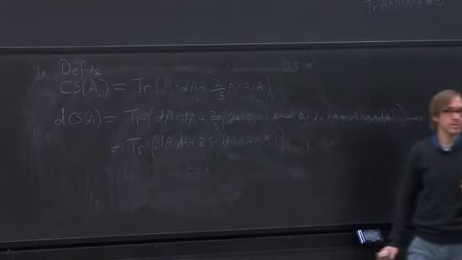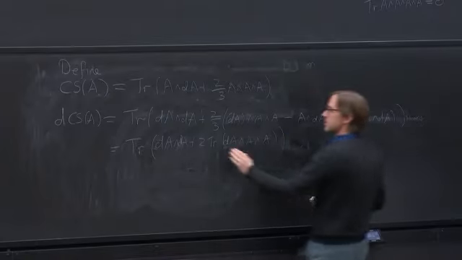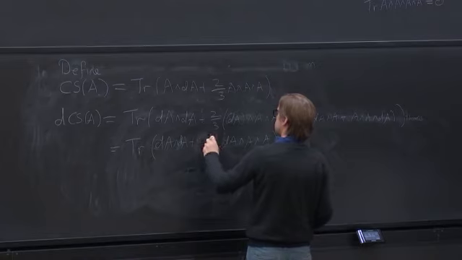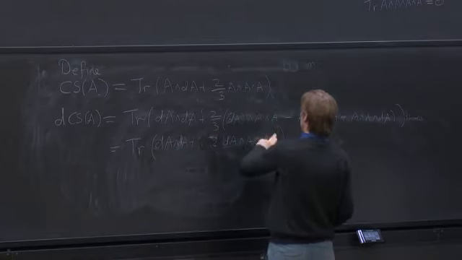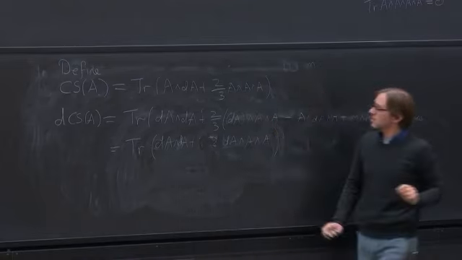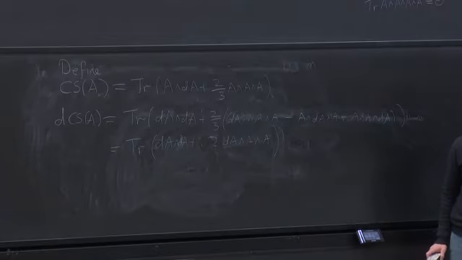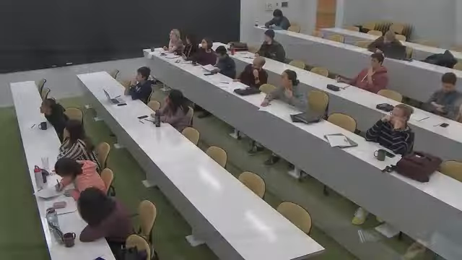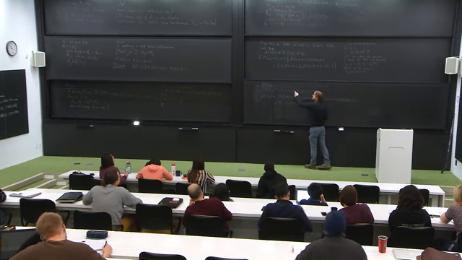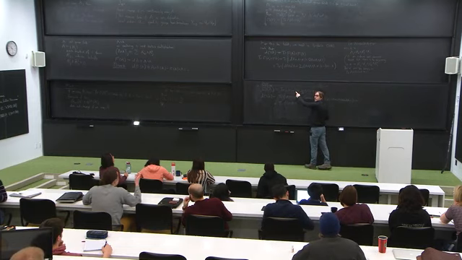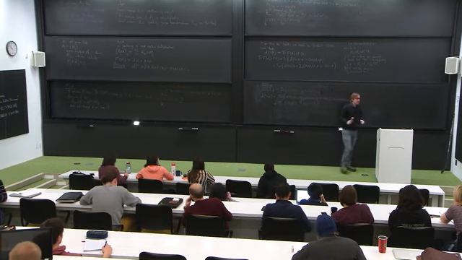Sorry, I shouldn't. 2 dA wedge A wedge A. Shouldn't there also be a 2 in front of the dA wedge dA? Well, no, because d can hit this one or it can hit this one, but because d squared vanishes, it's 0.